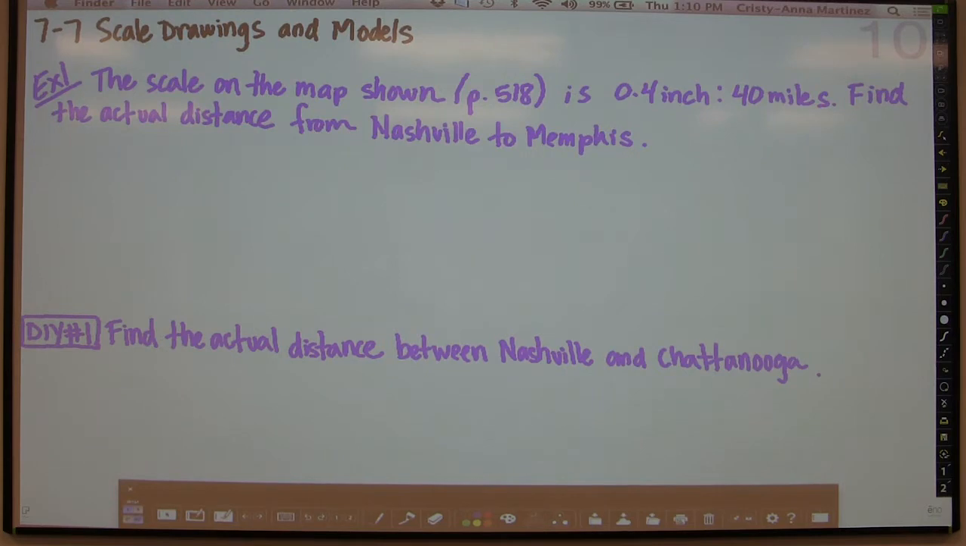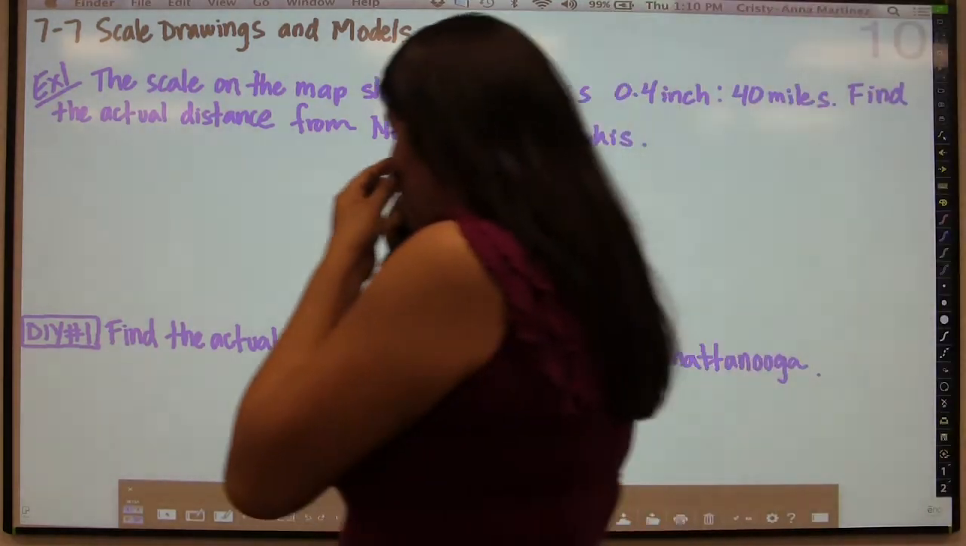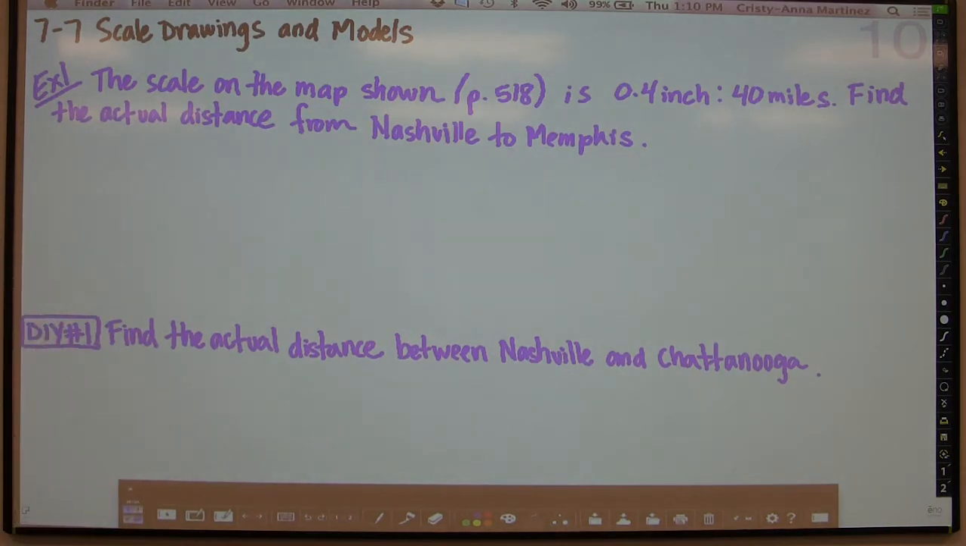It is chapter 7, section 7, and this is the last section of the chapter. So you know what that means, dun dun dun, test time. So make sure that you are getting yourself prepared for that.